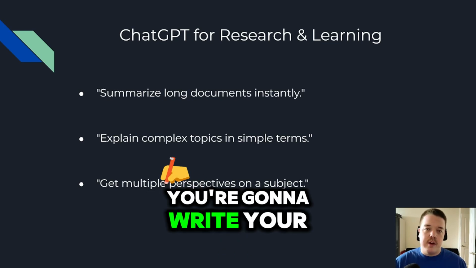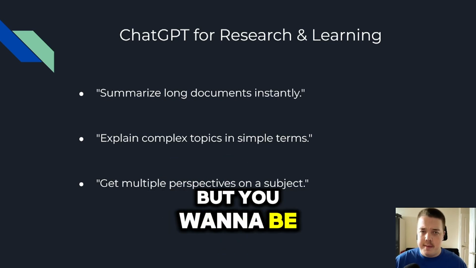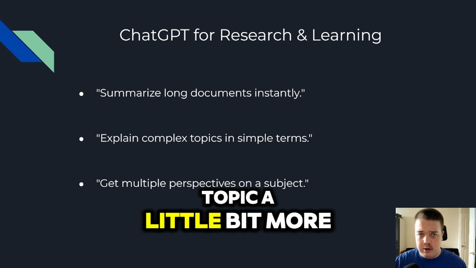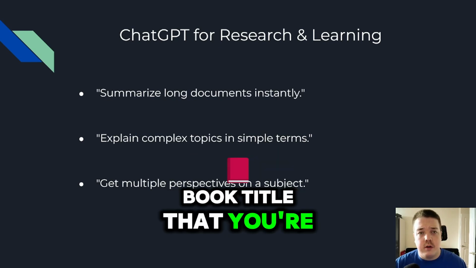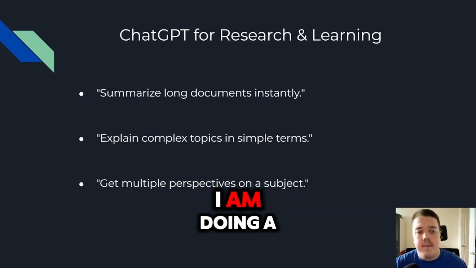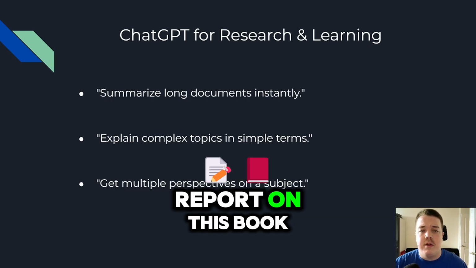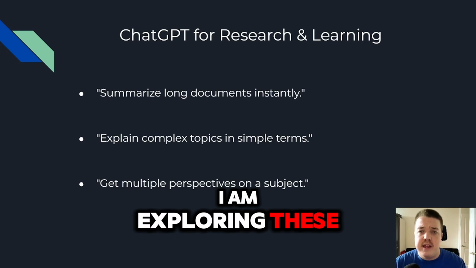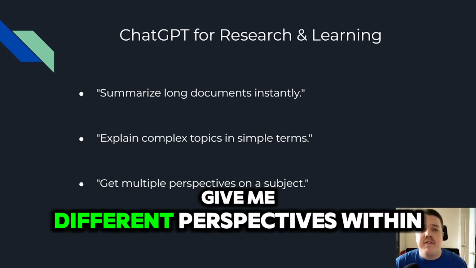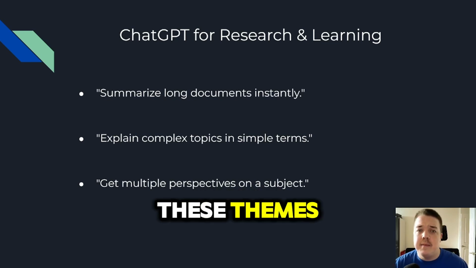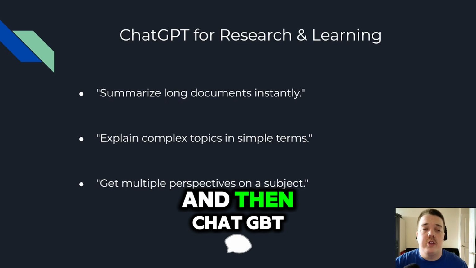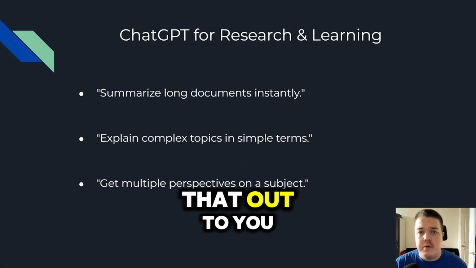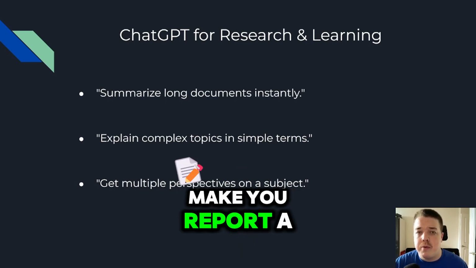You think you're going to write your report on one thing, but you want to explore that topic a little bit more. You open up ChatGPT, you put in the book title that you're reading and say, hey, I am doing a report on this book. I am exploring these main themes. Give me different perspectives within these themes and note specifically within the book where these themes occur. And then ChatGPT will kick all of that out to you to make your report a lot easier to write.